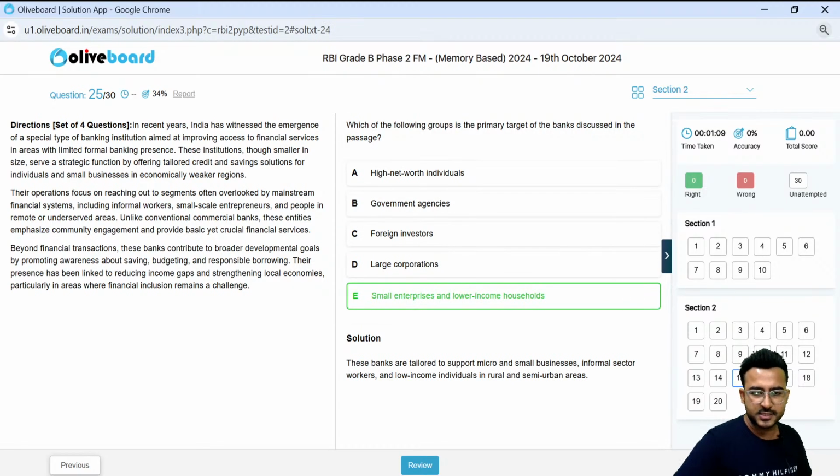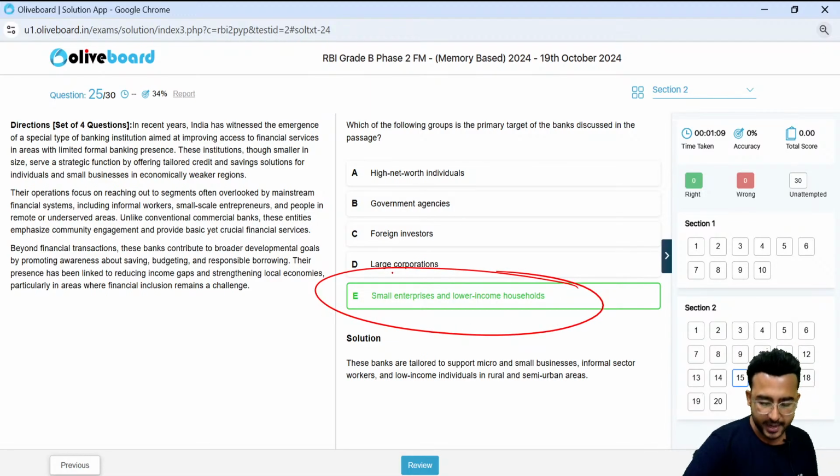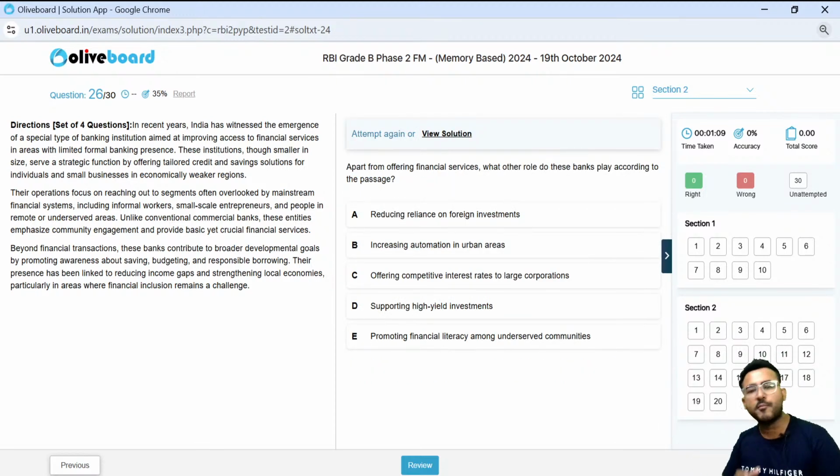The correct choice here is small enterprise and low income household. That's what the primary target group of this bank is. Option E. Very good, everyone. Okay, so Rahul, Rajan, Aditi, option E is correct. Perfect.